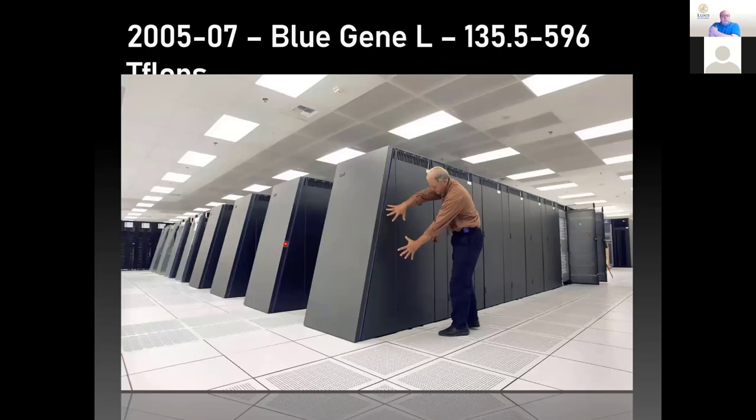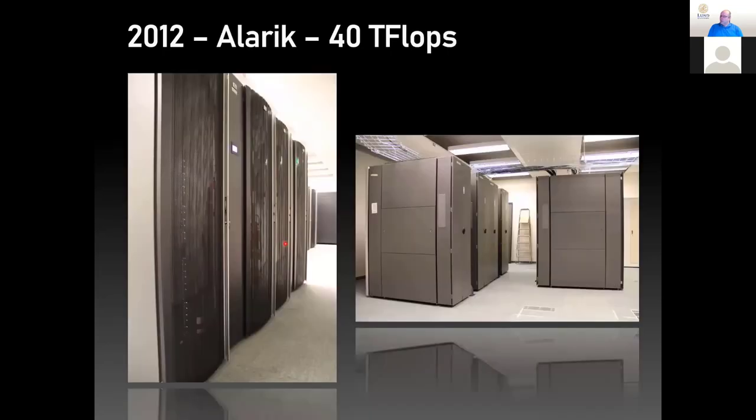In 2005 and 2007, IBM designed a new supercomputer architecture called Blue Gene, and it was designed with smaller processors, more energy efficient, but more of them. And this machine produced from 135 to 596 teraflops. So we are closing in on the petaflop range now, which we are in today. 2012, Lunark installed Alaric, which was 30 teraflops. We are a bit behind in the performance scale here.